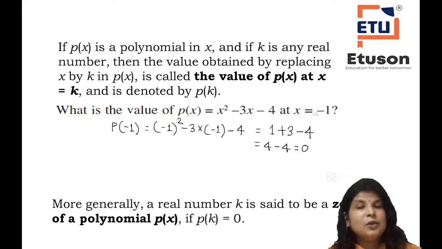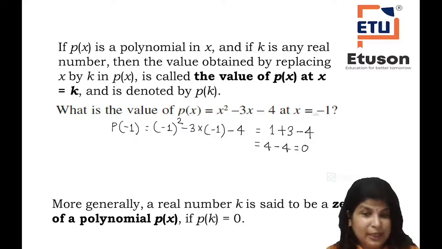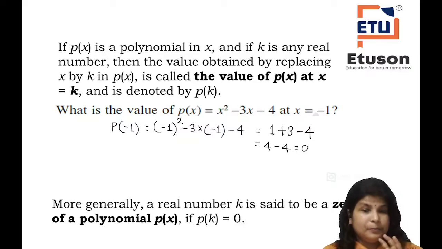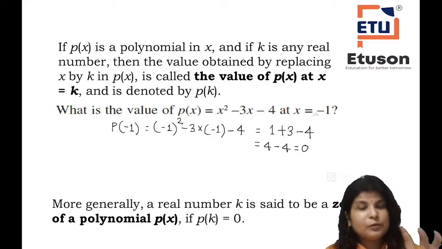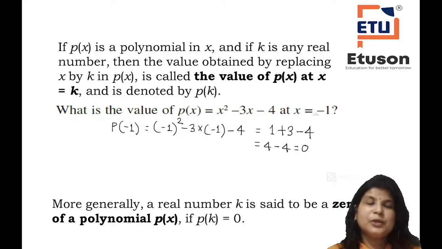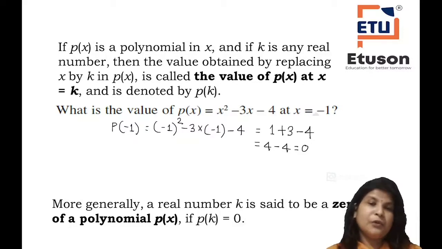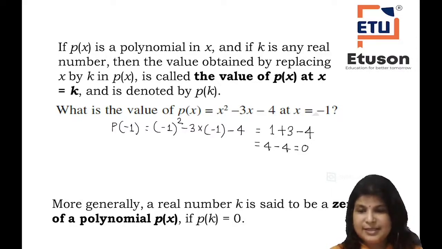That means for which value of x the value of p(x) is 0? For which value of x is p(x) equal to 0? So in this example, for which value of x is your p(x) becoming 0? That is -1. So here -1 is the zero of the polynomial. Correct, children? Okay.